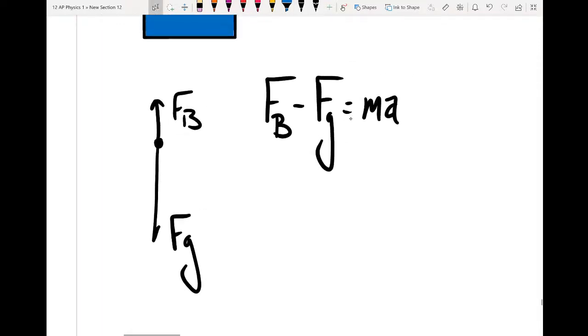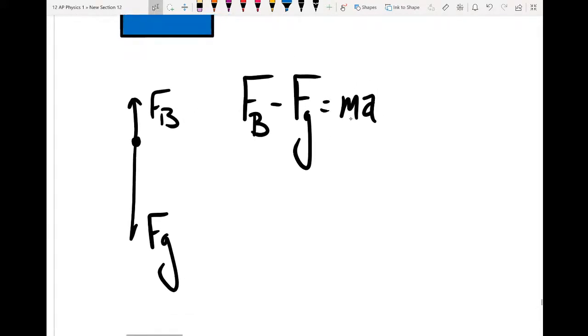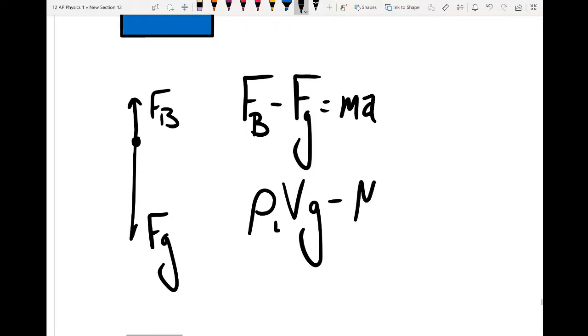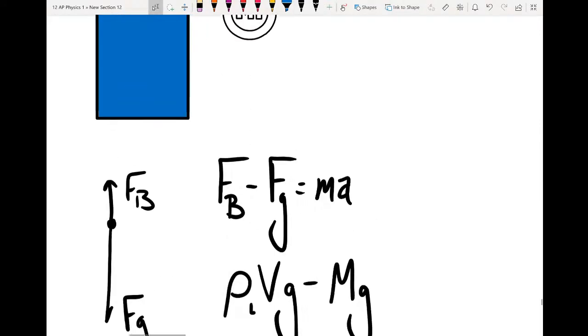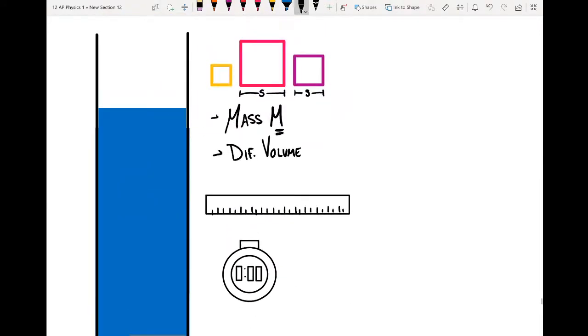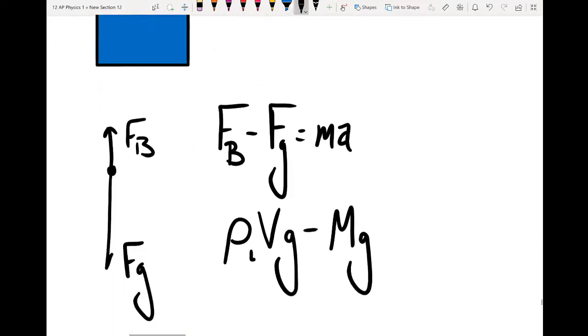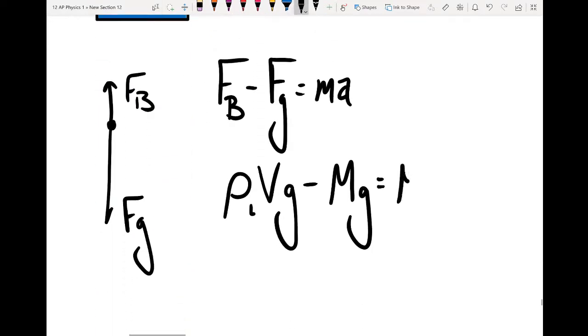So then what we can do is rewrite things in terms of the full equations. For the buoyant force, we can say that is equal to the density of our liquid times the volume of our cube times g. And really, instead of volume of the cube, we can think about it as the volume displaced, minus m times g. So that's just the weight force of our cube. We're going to assume that every cube has a mass of m. That's what it tells us. It says, hey, every cube has the same mass. Equals mass times the acceleration.